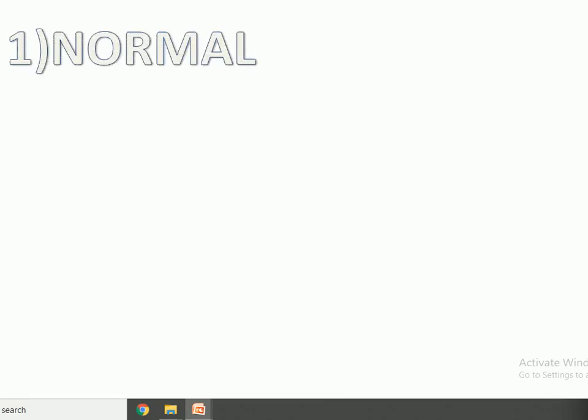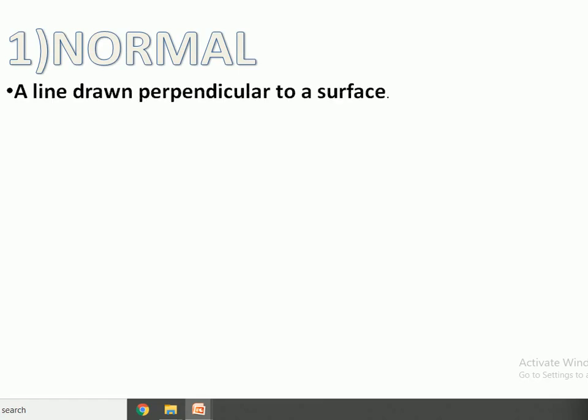Now what is normal? Anything which is drawn perpendicular. Now what is a normal ray? A ray which is incident perpendicularly, in the sense 90 degrees, to a surface is known as a normal ray. Any line which is drawn perpendicular to a surface is known as a normal.